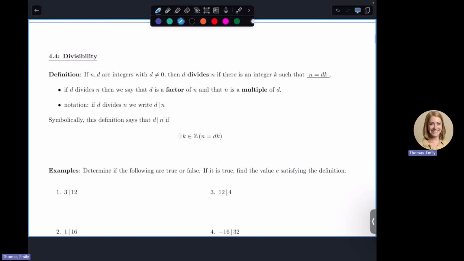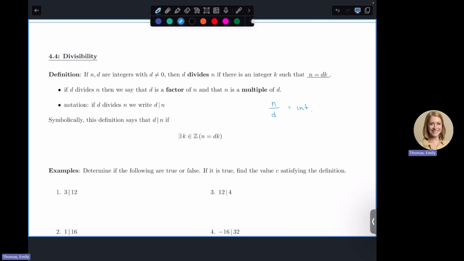So if n and d are integers, d is not 0, then d divides n if there's an integer k such that n equals d times k. This notation, y'all, is kind of strange. This would be brand new probably: d divides n. And that is like the opposite. That's saying that n over d is an integer.